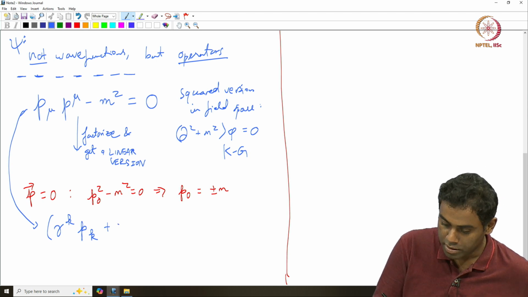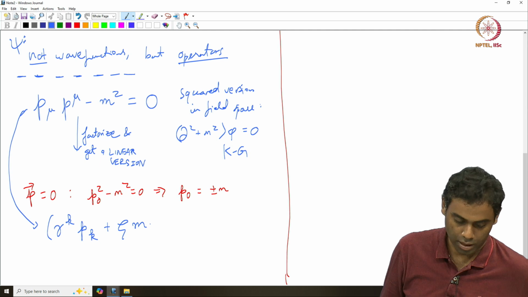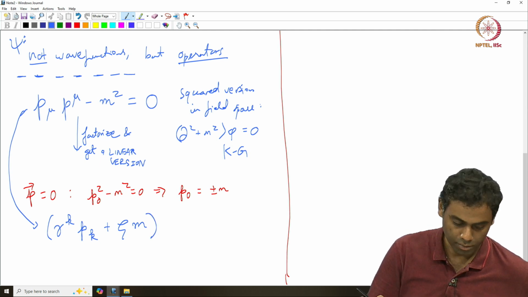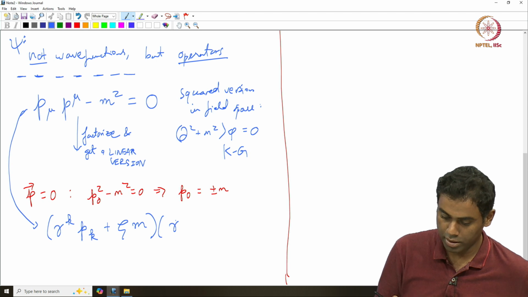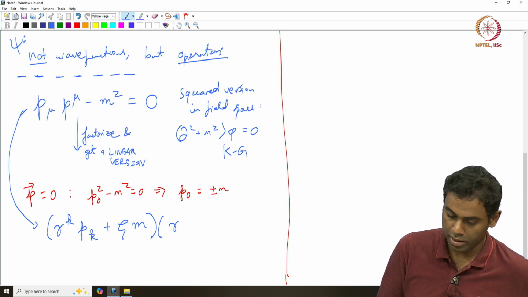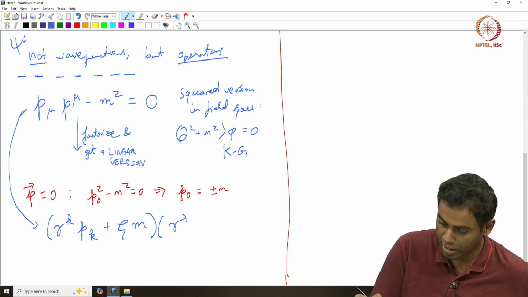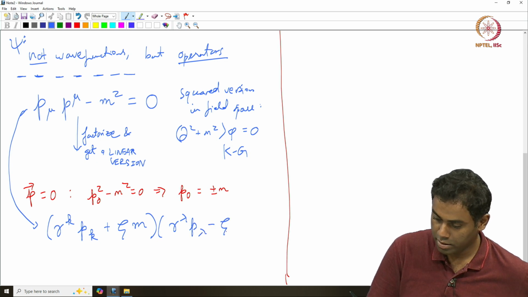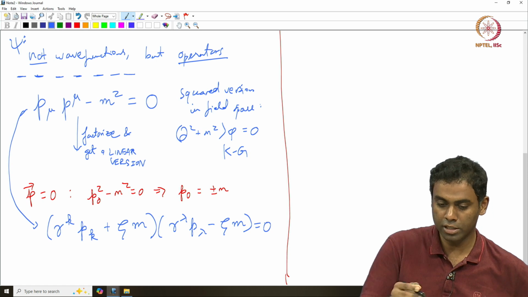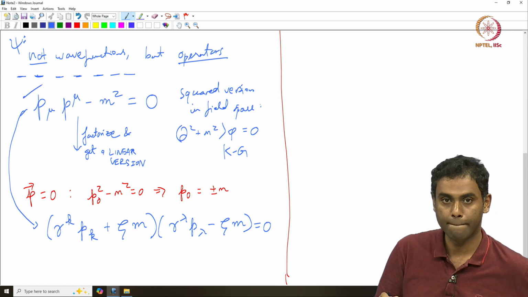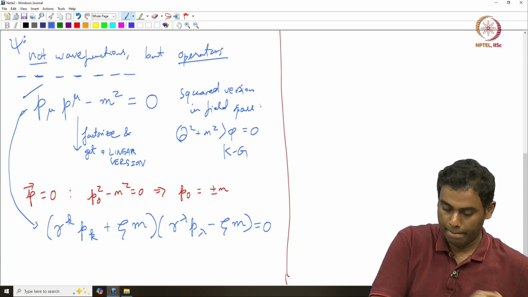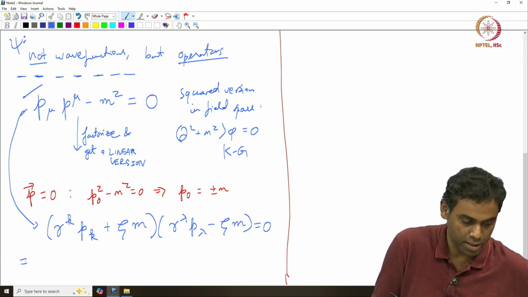plus some zeta m, and then sorry, did I say lambda? I meant gamma, gamma k, and then similarly I have gamma lambda p lambda minus zeta m equal to 0. Agreed? All I have done is just factorize this equation. Let us see if this works out. Of course, I can now expand this.